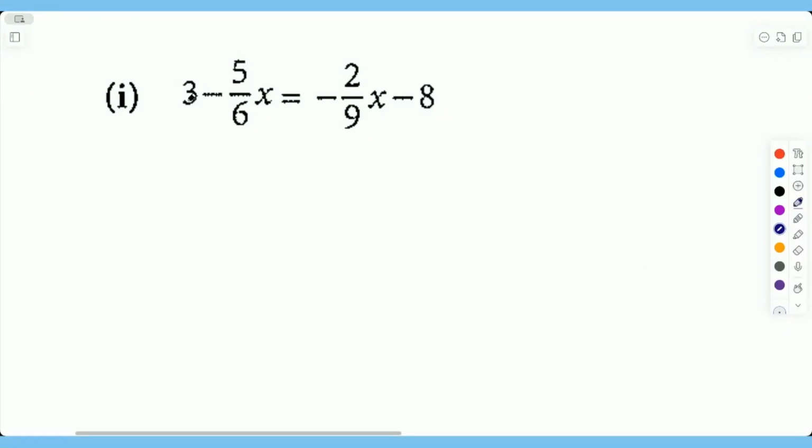This equation here has both constant terms, which is 3 and minus 8, as well as fractions. To solve for x, let's put the left-hand side as a single fraction. The common denominator is 6. And the numerator here will be 3 times 6, so that's 18, minus 5x.